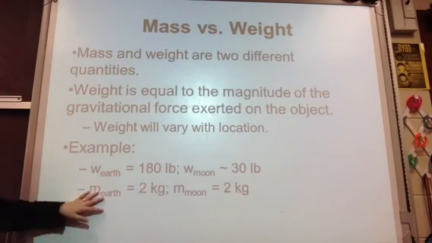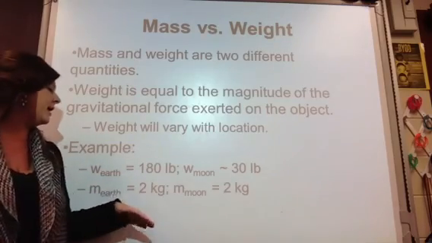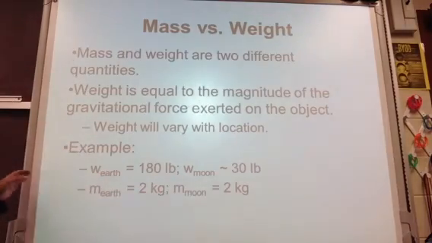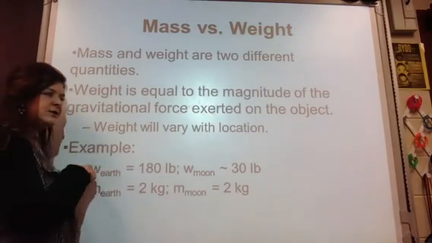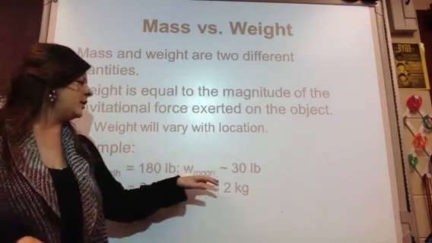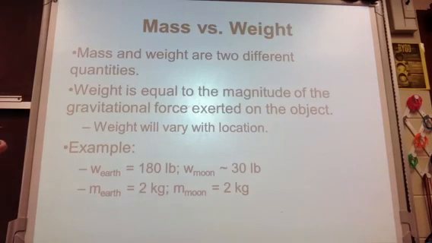So the mass on Earth of an object may be 2 kilograms. If that object went to the moon, it would stay 2 kilograms. But if I think about its weight on Earth, it may be 180 pounds. And maybe its weight on the moon is roughly 30 pounds. The reason that changes is because I have to take into consideration the acceleration due to gravity. So mass and weight, two different things. We'll just keep that in mind as we're moving on.